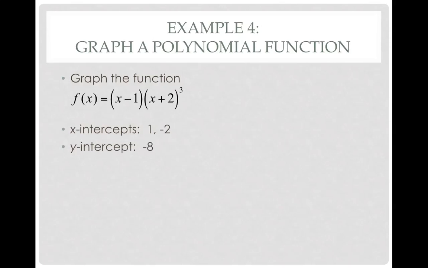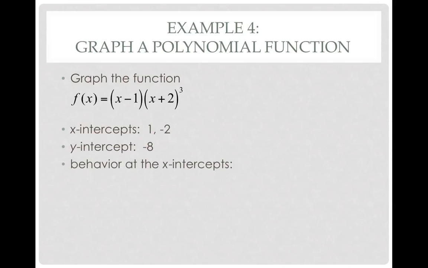The y-intercept is a bit more tricky, but it's still the idea of putting 0 in for x. So if I put 0 in for x in the first factor, I get -1. If I put 0 in for x in the second factor, I'm going to get 2, which is then cubed. So the 8 from that factor times the -1 from the first factor will give me the -8.